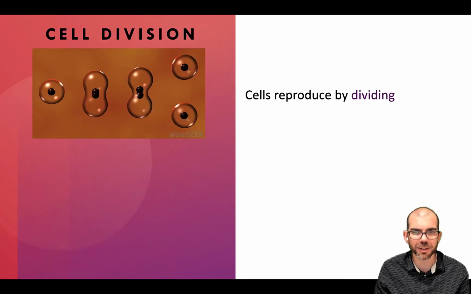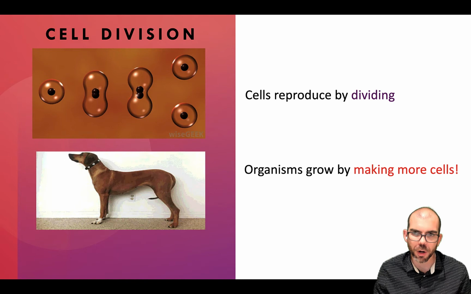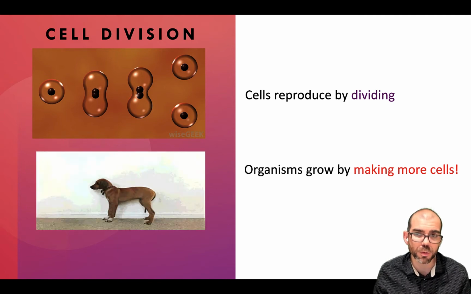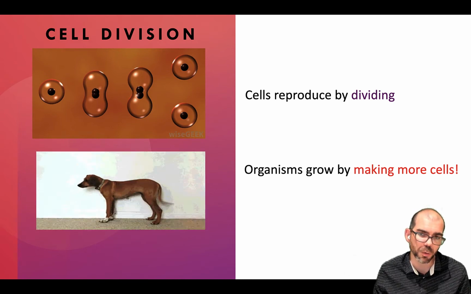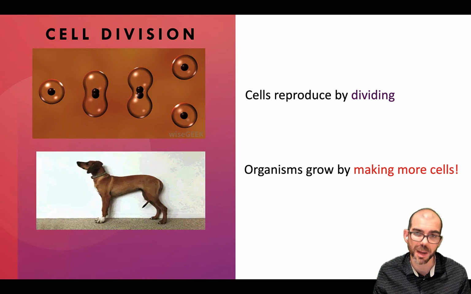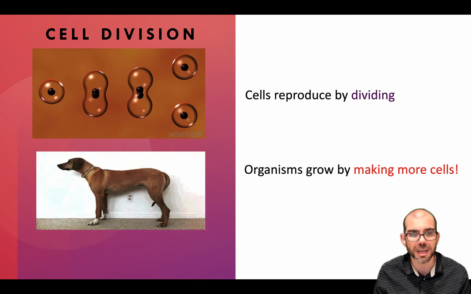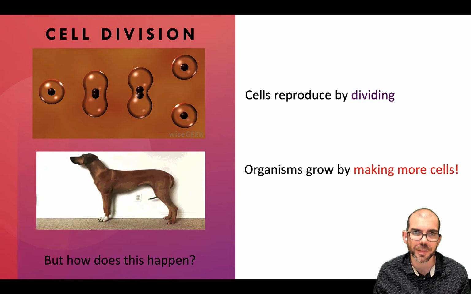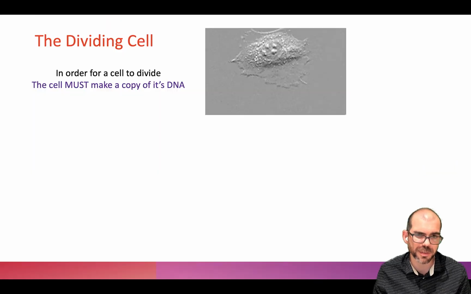So we're looking at cell division. Cell division is cells' ability to reproduce. Cells reproduce by dividing. One becomes two. Organisms are going to grow over time through this process. When you see the dog growing, it's not growing because its cells get bigger, but it's growing because it's making more cells through cell division. But how does this happen specifically?